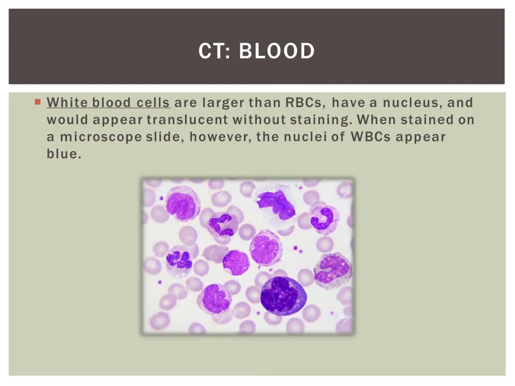White blood cells, these are larger than red blood cells. You can see several of them here in this diagram. There are a lot of different types. They do have nuclei, and they would appear clear, so we have to stain them in order to see them in the microscope. They will then appear a bluish purple color.